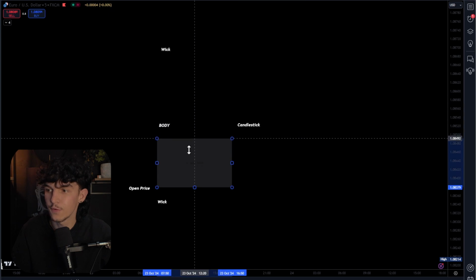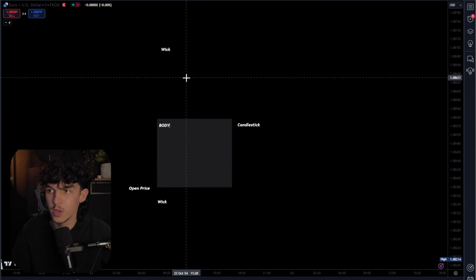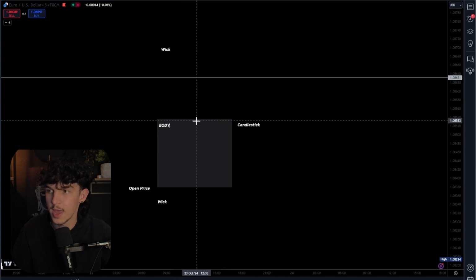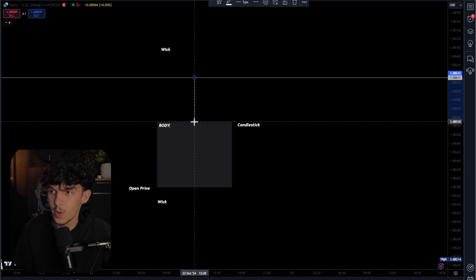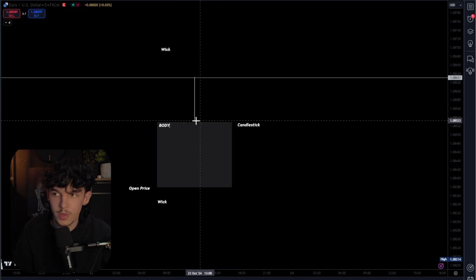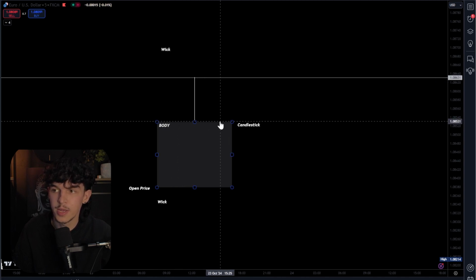So for example, if we opened here, ran up to here, and then came down, the highest point is going to be highlighted there, but the body is back down here. So what's going to happen? There's going to be a wick. That's what causes the wick. It's basically the level the market ran to and then where the body came down to.